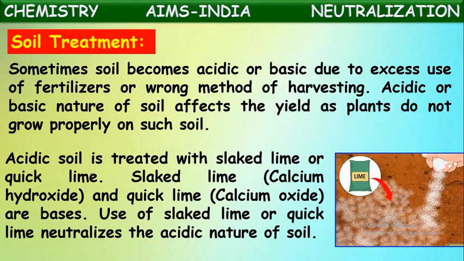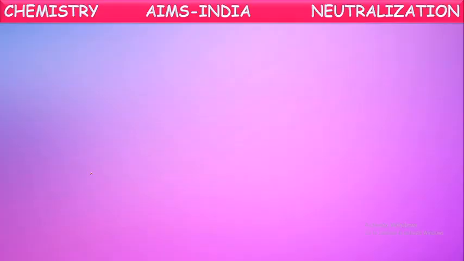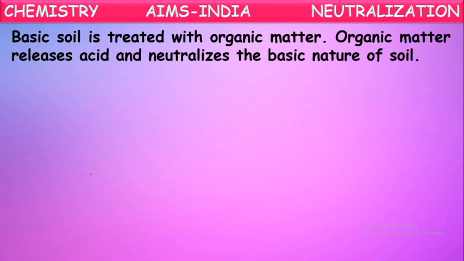Okay. If the soil is acidic, then we spray calcium oxide, which is called quicklime, or calcium hydroxide, slaked lime, to neutralize it. If the soil is basic, then the basic soil is treated with organic manure or organic matter. This organic matter releases acids and neutralizes the basic nature of the soil.